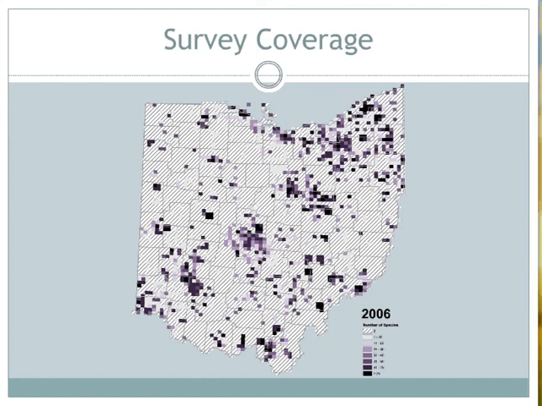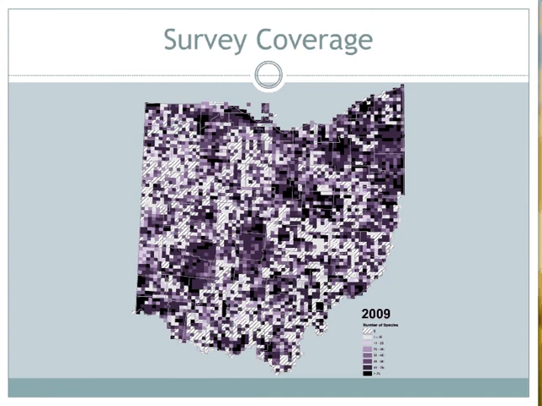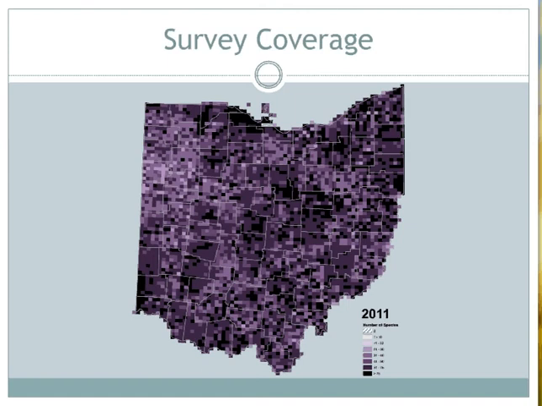So if we look at the first couple years of Atlas data, the bird locations are highly correlated with birder locations. So we're seeing a lot of observations come from Columbus, Cincinnati, Cleveland, Toledo, some of the birding hotspots. That's just a fill-in over time. And by year six, we were able to get fairly complete coverage for the entire state.